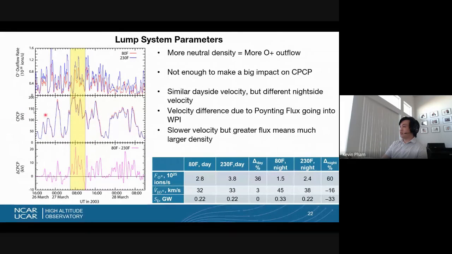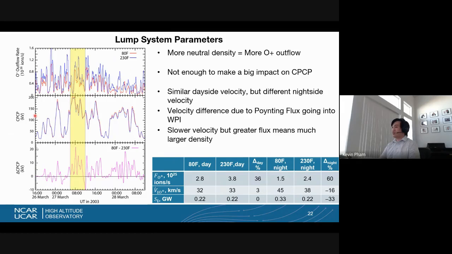Similarly, in the cross-polar cap potential, you see a tiny difference. You see the red being greater than the blue here. So if you have more outflow, you load more mass in the magnetosphere, you slow everything down, therefore you slightly reduce the reconnection rate as well as the cross-polar cap potential. But it doesn't change by that much. This is only upwards of 10% difference. The largest difference is this 20 kilovolts, but that's at the peak here, so that's about a 10% difference at most. So it's a very little difference in terms of integrated system quantities.